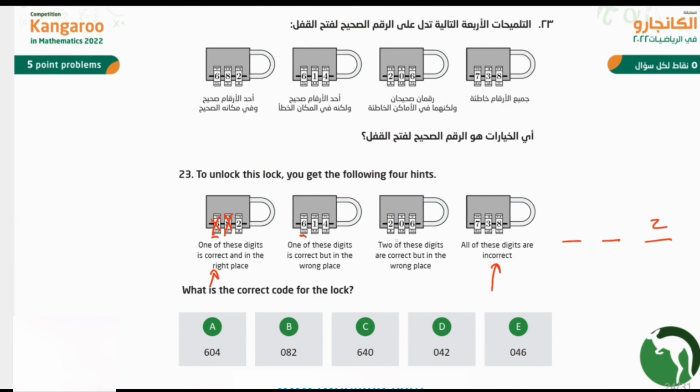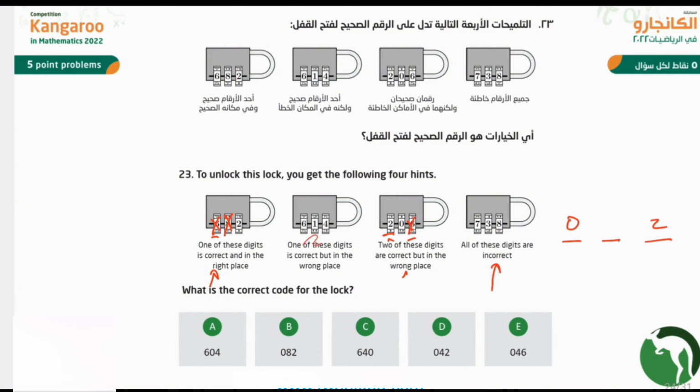Now let's look here. 2 of these digits are correct but in the wrong place. I have 2 is already taken, so either 6 or 0, and we know that 6 is not correct, so 0 is left. Now 0 is in the wrong place, so it should be either here or here, but this place is already taken, so I will put 0 here. Now we just have to find the last digit.